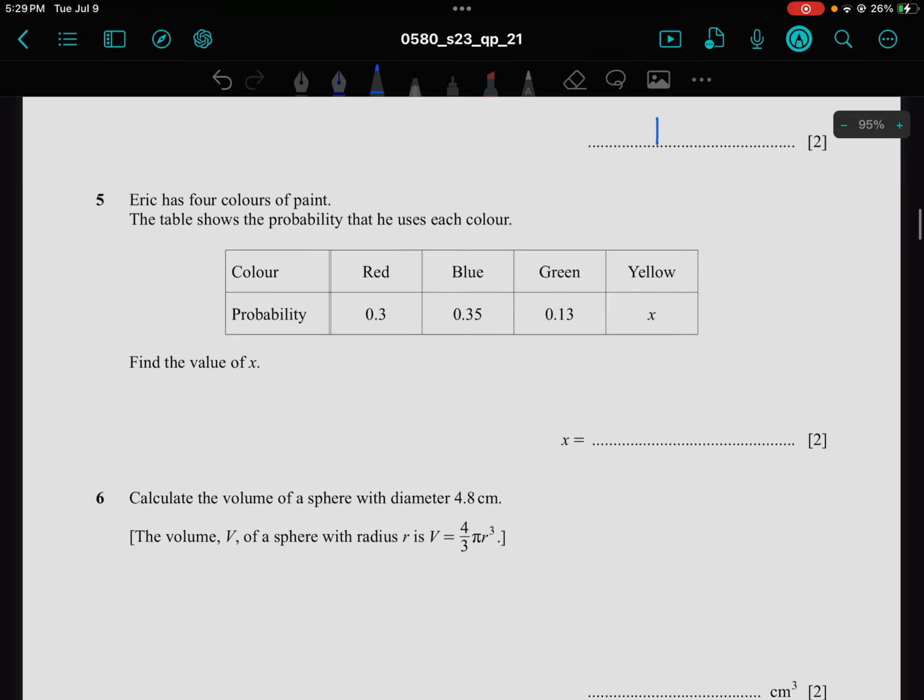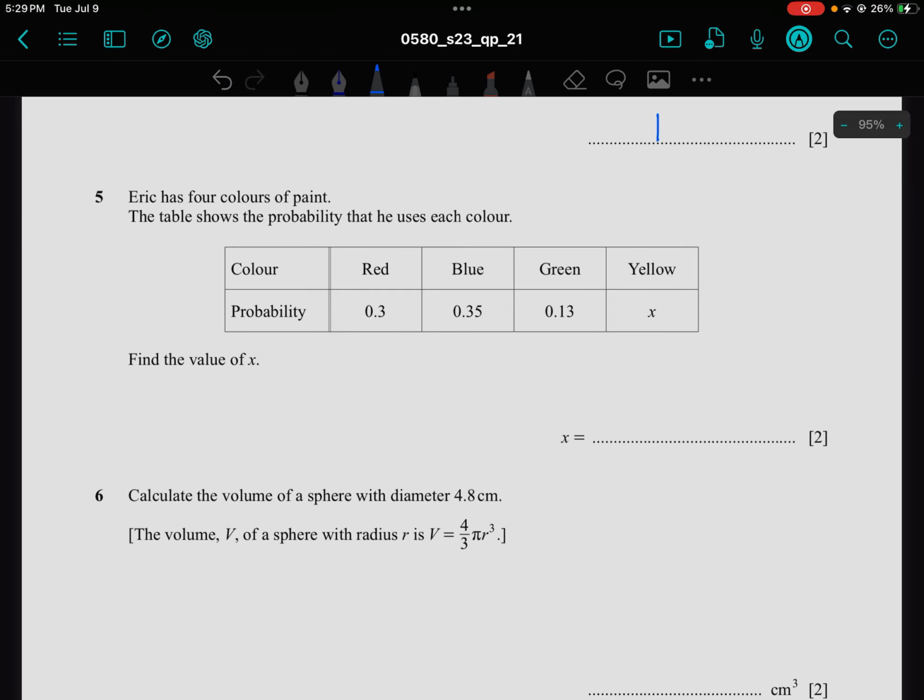Coming to the next question. Eric has 4 colors of paint. The table shows the probability he uses each color. So red, blue, green, yellow. The probability for red is 0.3. For blue it is 0.35. For green it is 0.13. For yellow it is x. Find the value of x.